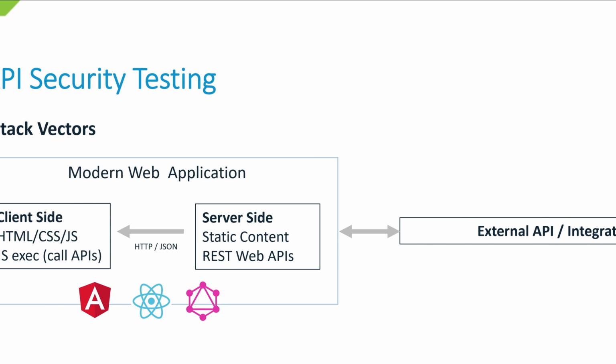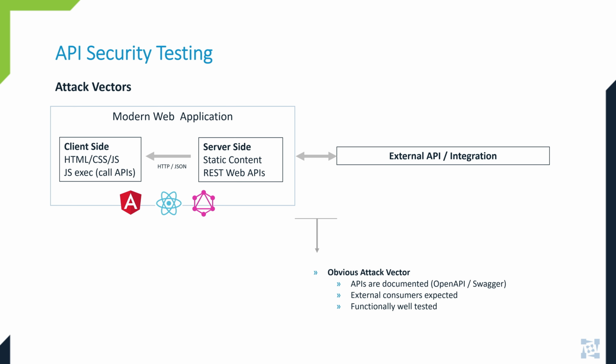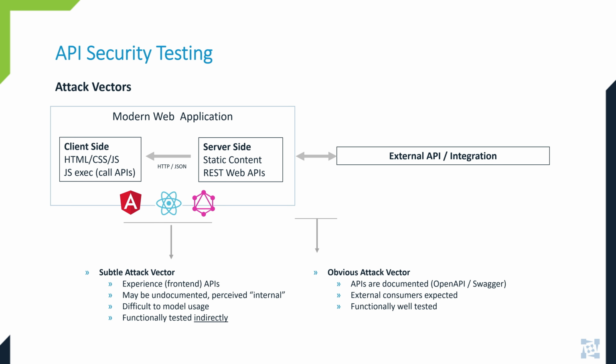And from an API perspective, you've got the obvious attack vector with APIs that the application under test exposes to its external consumers. These APIs are generally well documented and functionally well tested. The QA team will already be testing these endpoints and is going to be well positioned to reuse those API tests for pen testing. But a less obvious and more challenging attack vector is with the experience or front end APIs found in modern web applications.